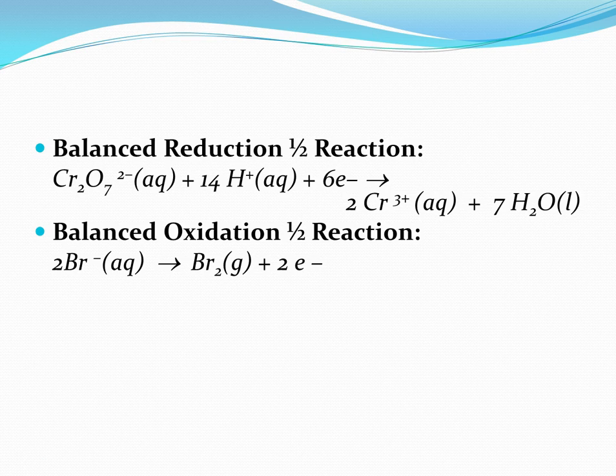Notice how the reduction half reaction includes 6 electrons, and the oxidation half reaction includes 2 electrons. It will be necessary to balance the number of electrons lost in one reaction to the number of electrons gained by the other reaction. We do this by multiplying the coefficients with a number.